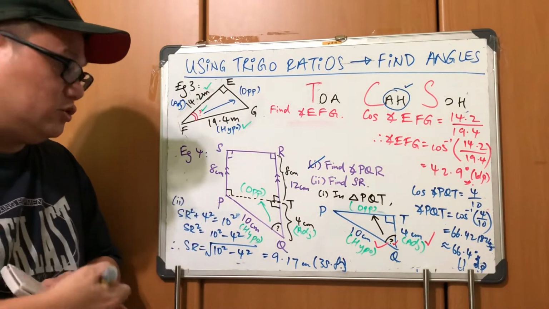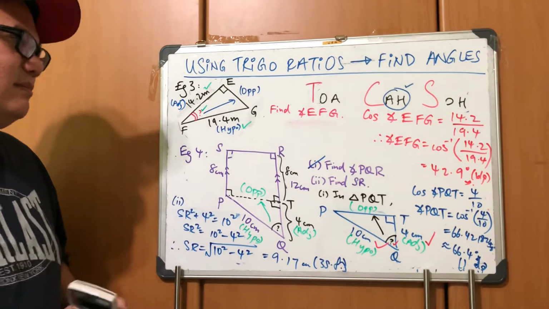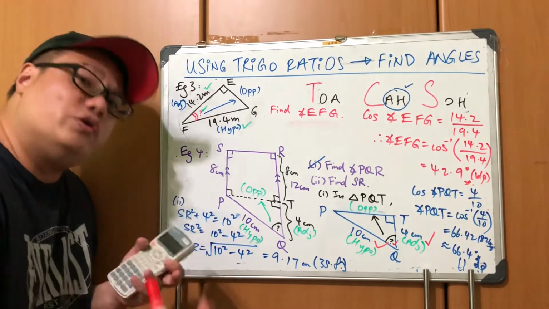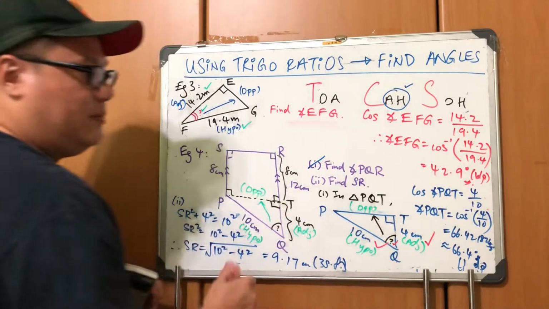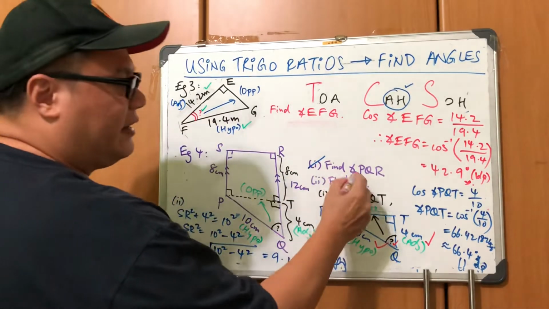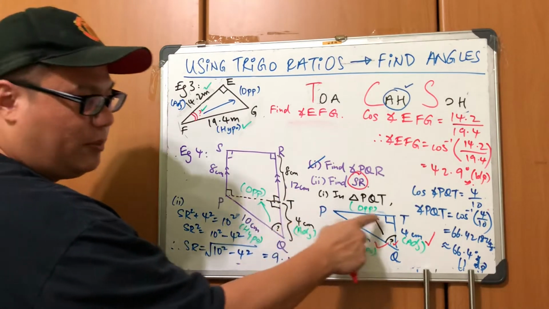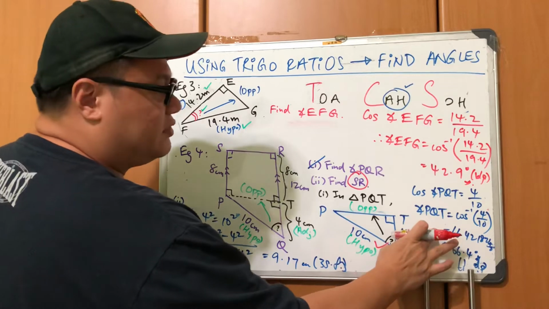Here I would like to give you an alternative solution, just in case some of you say, Mr., if I don't want to use Pythagoras theorem to solve this, can I use Trigo ratio? The answer is yes, you can. Let's go back to this triangle. To find SR is the same as finding PT.